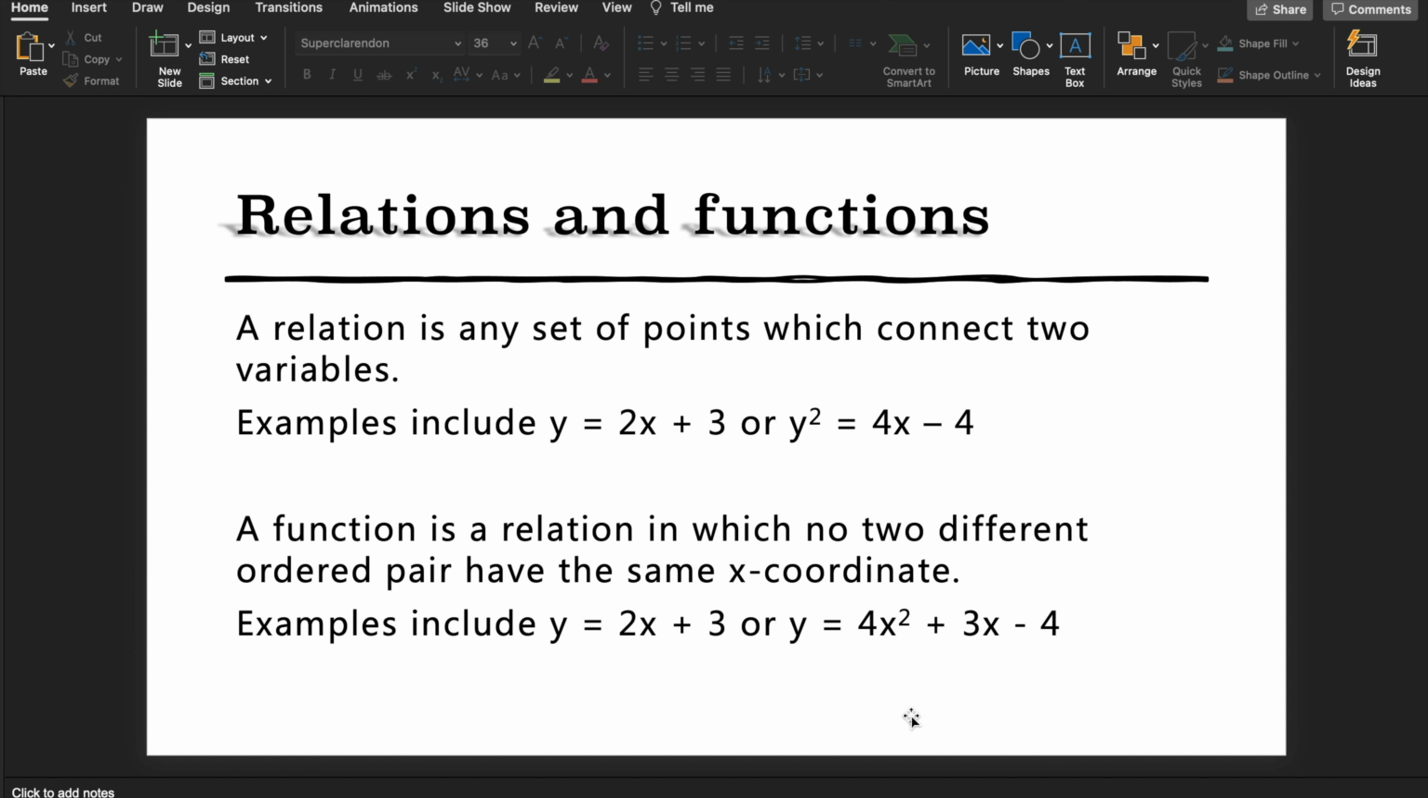And a function is a little different to a relation. A function is a relation in which no two different ordered pairs have the same x coordinate. So we'll learn more about it in the next few slides. Basically what I'm trying to say is that every function is a relation, but every relation is not a function. Examples include y equals 2x plus 3 or y equals 4x squared plus 3x minus 4.